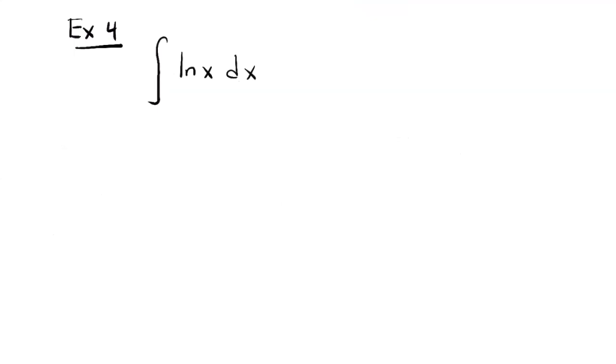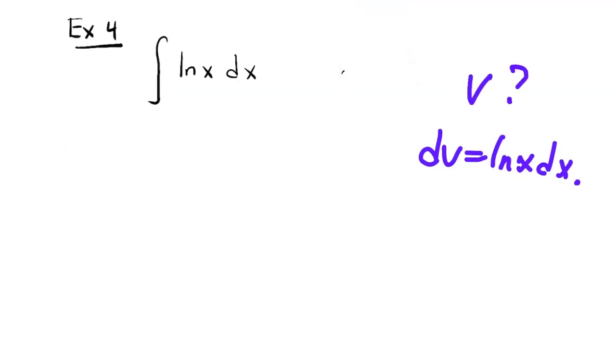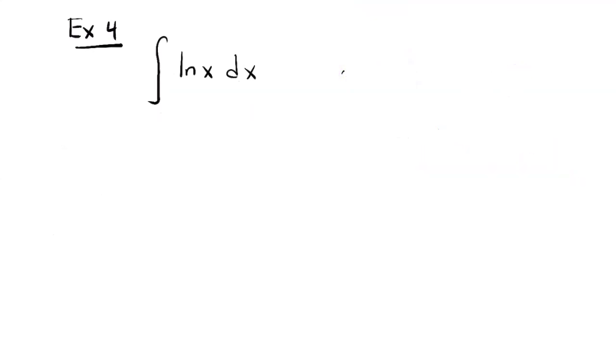This one doesn't look like parts. There's not a times anything. I can't let u equal, or sorry, I have to let u equal log x, because if I let dv be log x, what v is exactly what this question is. I don't really have a choice, but this doesn't feel quite like the other examples. So let u be log x, and then what's dv? Well, what's left? It's just dx.